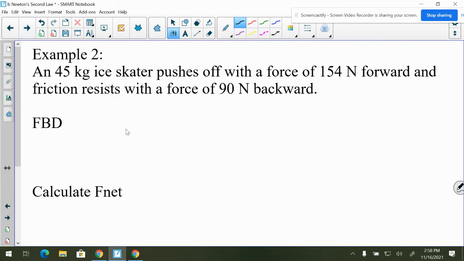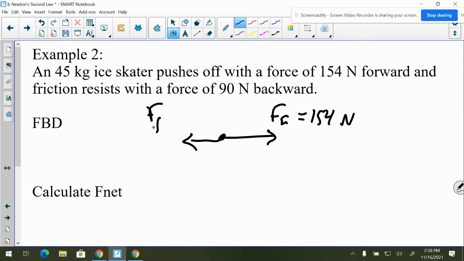Now, let's do a quick example. And again, I'm going to draw a free body diagram. I have an ice skater pushing off. So here's an ice skater, and she's going to push so that she moves forward with a force of 154. So here's the force forward. It's going to be 154 newtons. And at the same time, friction, and we'll talk more about friction later, friction is going to go backwards. But again, because it's less, it's going to be a little shorter. So I'm going to say the force of friction is 90.